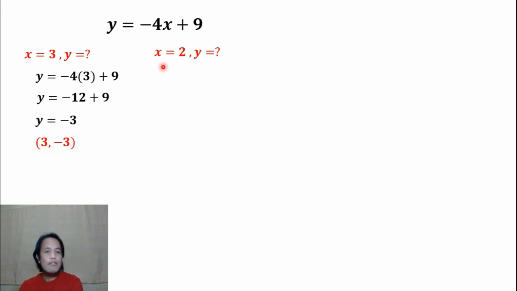Now how about if our x is equal to positive 2? So we substitute the value, that is y equals negative 4 times 2 plus 9. So negative 4 times 2 is negative 8 plus 9 is of course positive 1. Then the ordered pair would be 2 and 1.